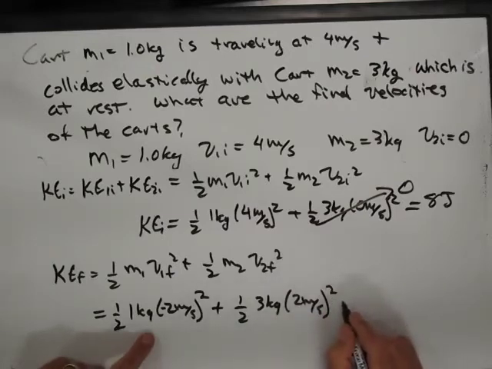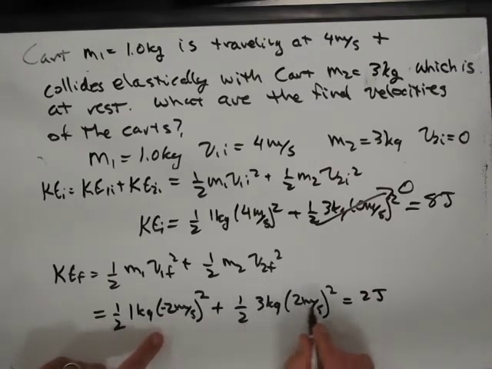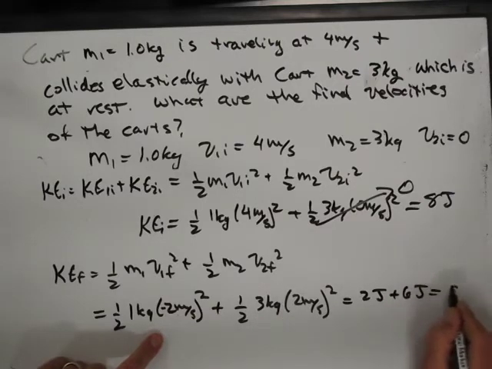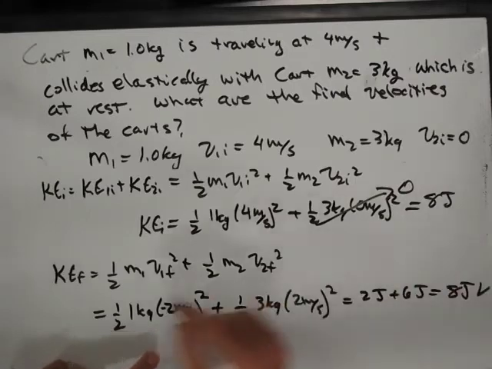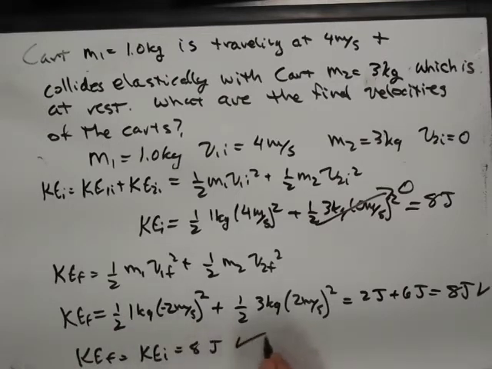And so that becomes 2 joules. So minus 2 squared is 4, divided by 2 is 2. 2 squared is 4, divided by 2 is 2, times 3 is 6, plus 6 joules is 8 joules. And so KE final is equal to KE initial is equal to 8 joules. And so it is elastic, E-L-A-S-T-I-C, which is what we expected.